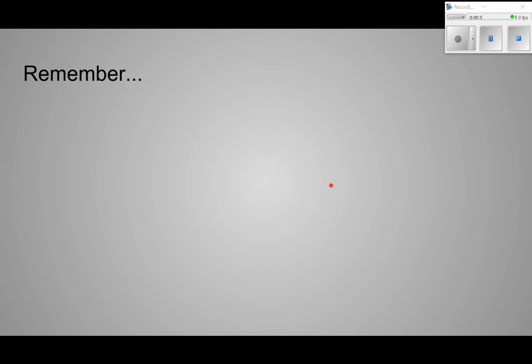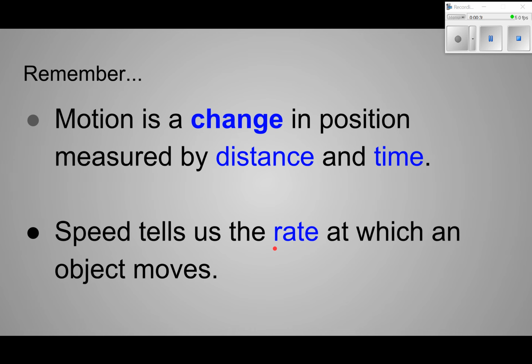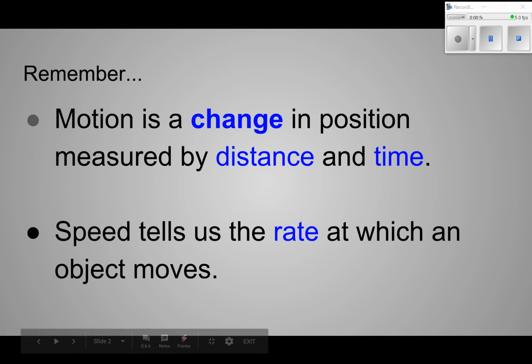So remember some things about motion. Motion is a change in the position measured by distance and time. So we've been talking about distance and time in our DIRT formula, how things move. Speed means the same thing as rate. So that tells us the rate, or how quickly an object is moving.